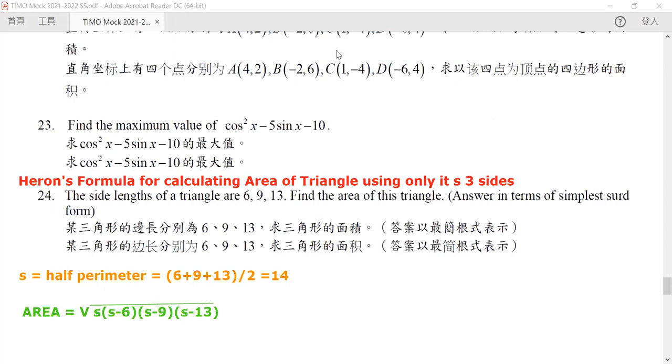Okay. So if we use the result that we have calculated, this would be equal to the root of 14 multiplied by 14 minus 6, which is 8, 14 minus 9, which is 5, and 14 minus 13, which is 1. So it will be something like this: 14 times 8 times 5 times 1.